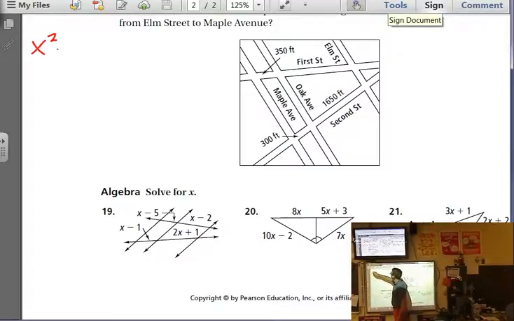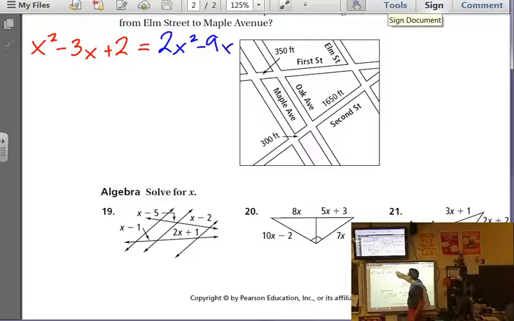So we had x squared minus 3x plus 2 equals our 2x squared minus 9x minus 5. Now, there's this fancy formula called the quadratic equation that we could use if we got this into quadratic form. What does quadratic mean? Do you know? Well, that's what quad means, 4, but what does quadratic mean?